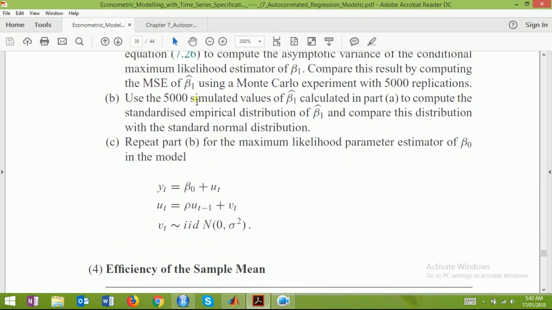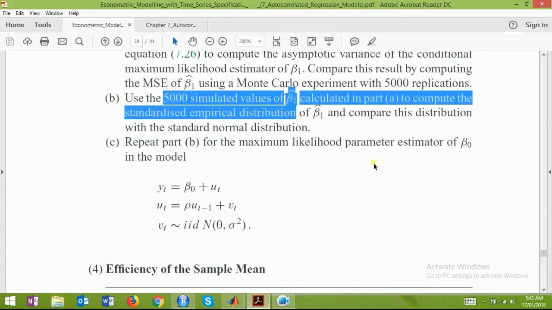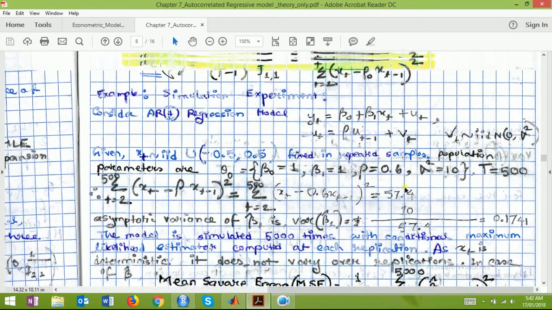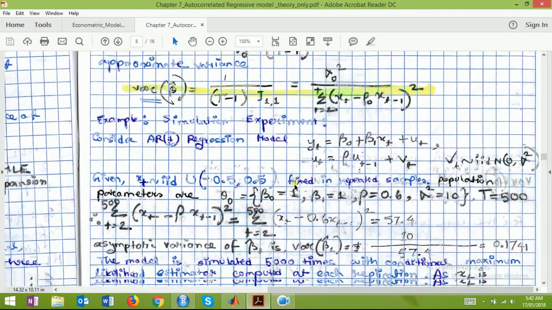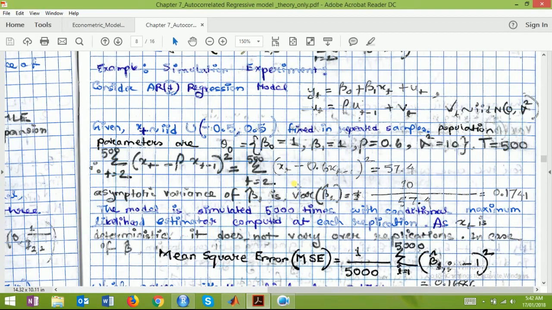And we need to repeat part B for the maximum likelihood parameter estimator of beta naught in the model. So let's see how this was done in the chapters theoretically. Obviously in theory we are talking about deterministic, when x is deterministic. Here was the problem we have already discussed. Here x minus rho xt for 500 simulations.